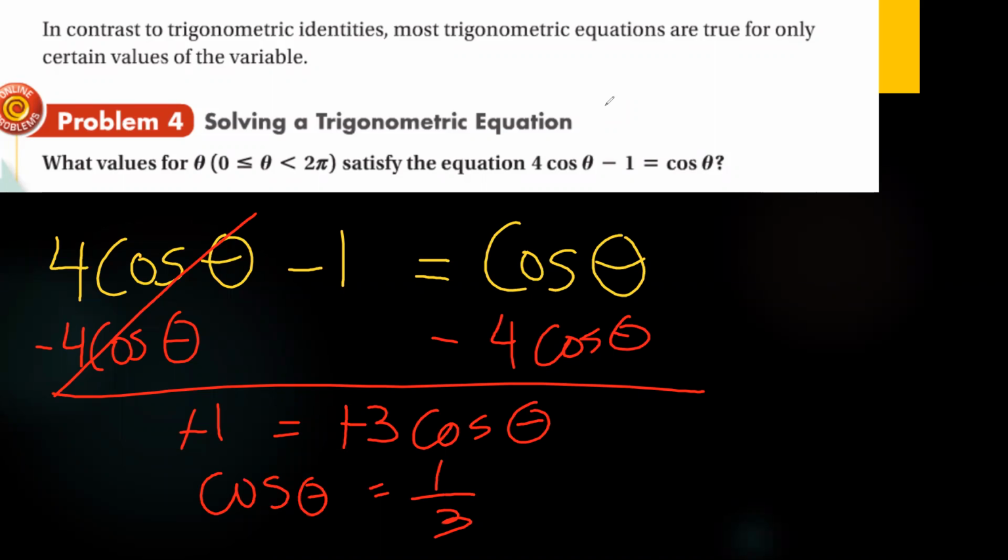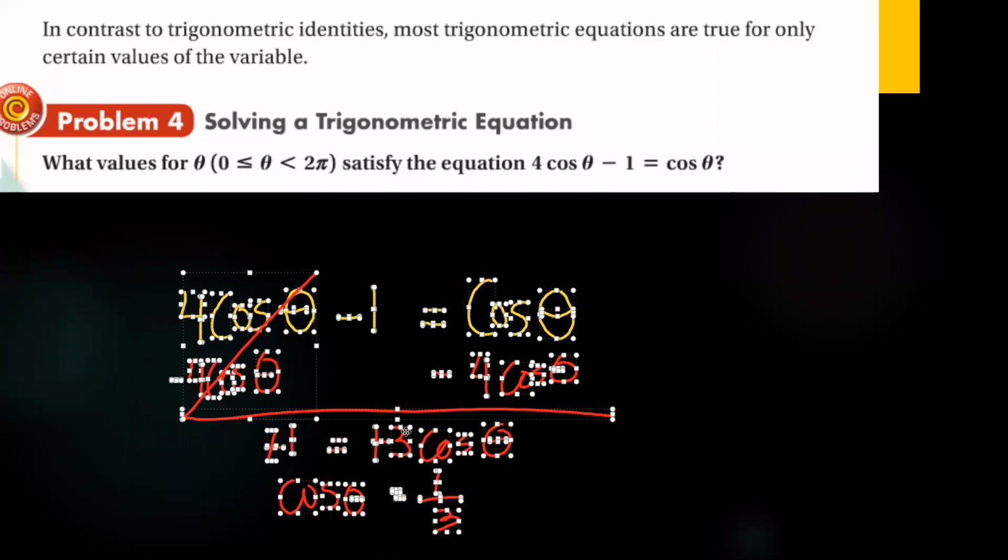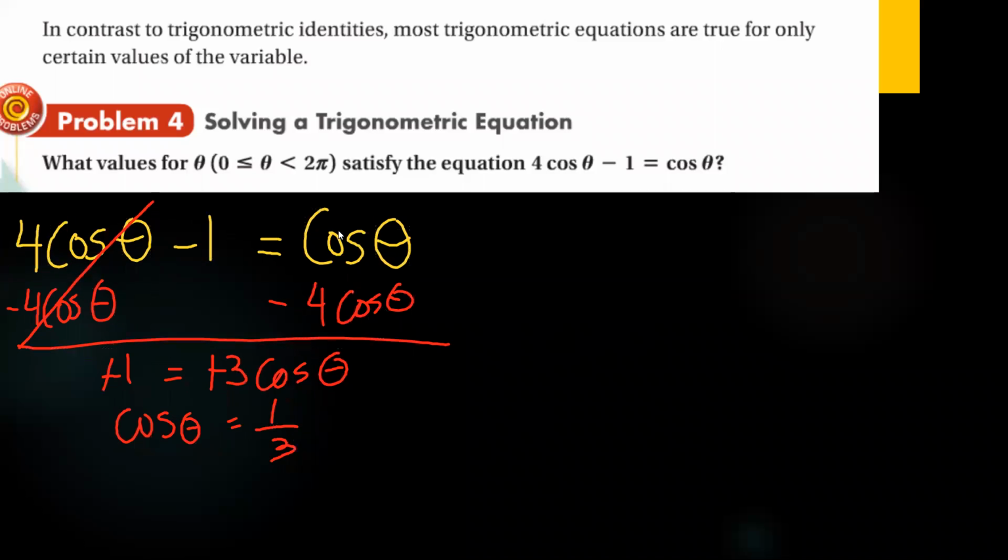So here we simplify the equation. We get cosine of theta is 1 over 3. To solve the equation, we need to find theta. How can we find the angle? By using the inverse trigonometric function, cosine negative 1. So now we found that cosine of theta is 1 over 3, so theta will be cosine inverse of 1 over 3.